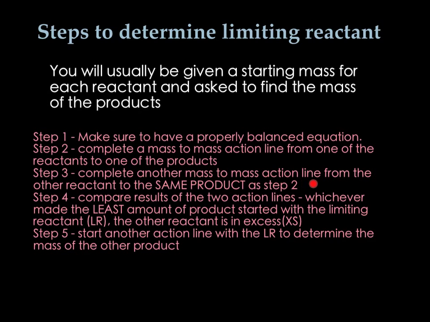Complete another mass-to-mass action line from the other reactant, the other mass that you're given, to the same product that you did before. So two action lines, both going to the same product. Then you can compare the results of them, and whichever one made the least amount of product, that started with the limiting reactant. That was the limiting reactant, the one that made the least amount of product. The other reactant is the excess, and then you do another action line with the limiting reactant to determine the mass of the other product.